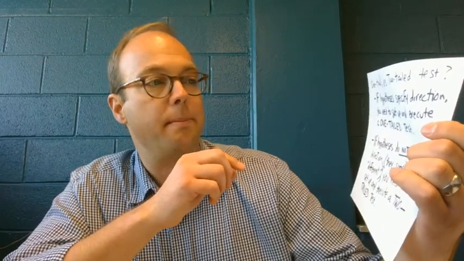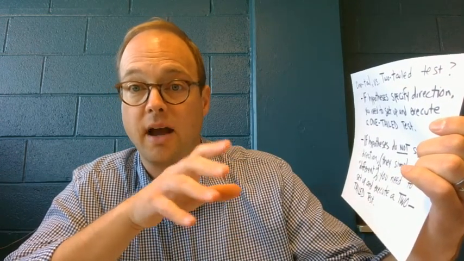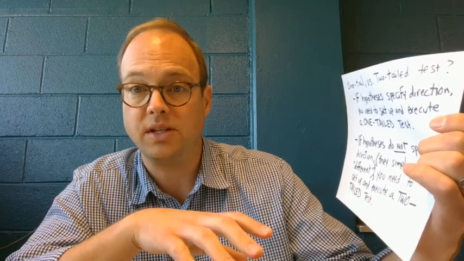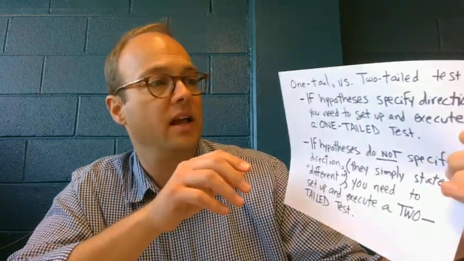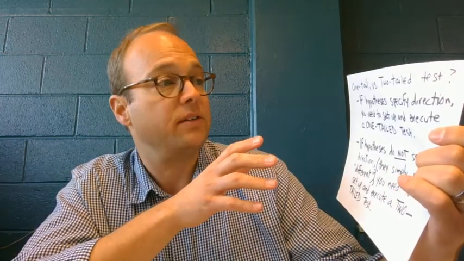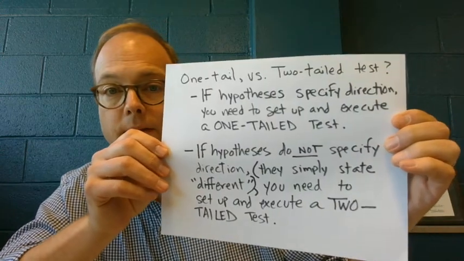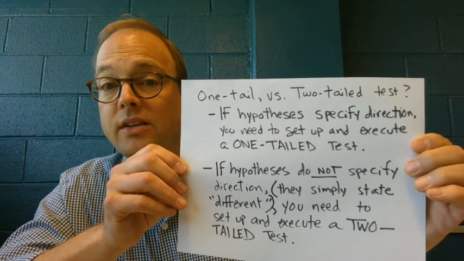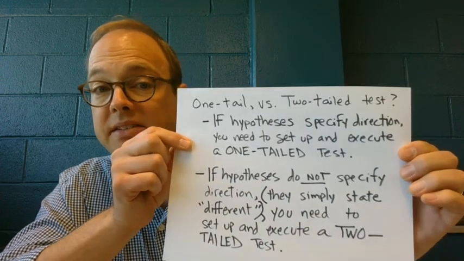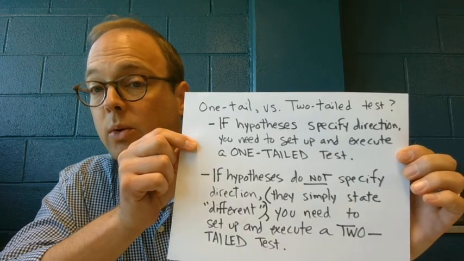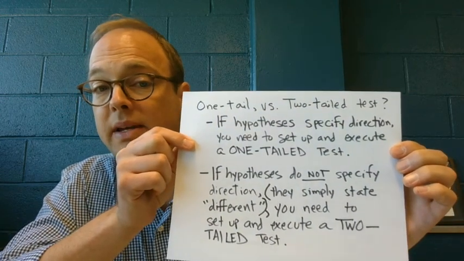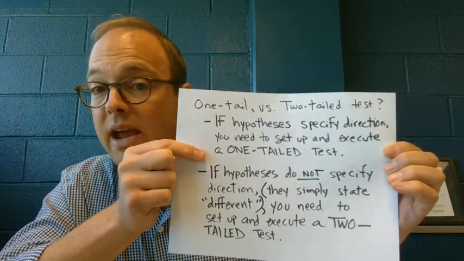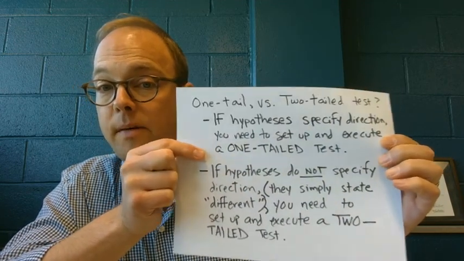If the hypotheses, and remember, hypotheses come in pairs, H sub 1 and H sub 0. H sub 1 is the research hypothesis, H sub 0 is the null hypothesis. If hypotheses specify direction, you need to set up and execute a one-tailed test. That's the way they are worded, that's what we're talking about.